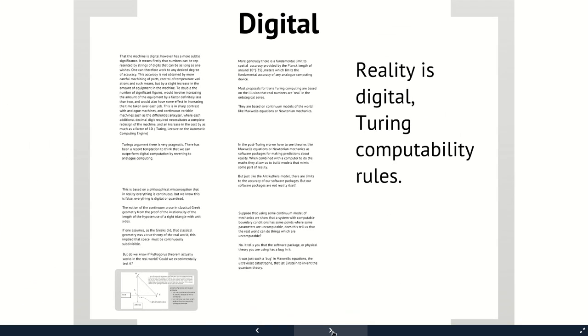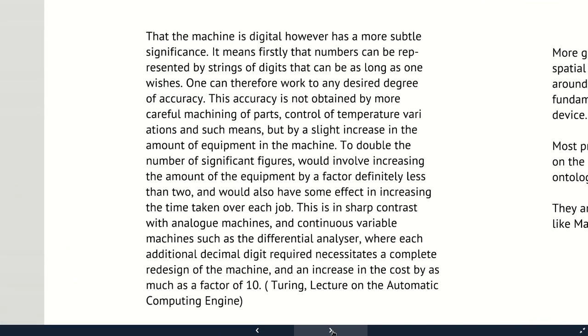So why is digital a key feature? Now I'm quoting Turing here: "That the machine is digital, however, has a more subtle significance. It means first that numbers can be represented by strings of digits for as long as one wishes. One can therefore work to any desired degree of accuracy. This accuracy is not obtained by more careful machining of parts, by control of temperature variations and such means, but by a slight increase in the amount of equipment in the machine. To double the number of significant figures would involve increasing the amount of equipment by a factor definitely less than 2, and would also have some effect in increasing the time taken over each job.